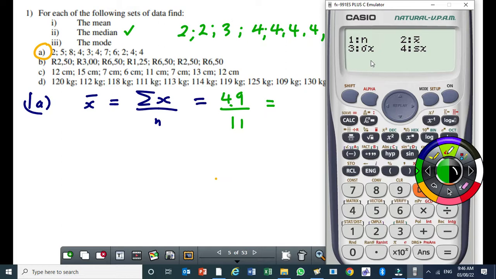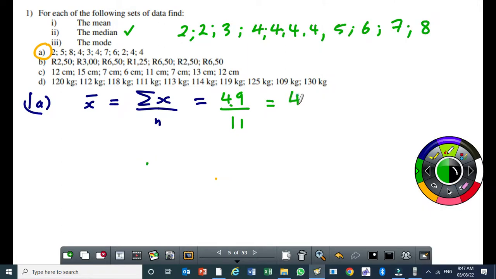This N here is the number of values which I entered, which are 11. So if I click on 1, it will tell me the 11 values that you entered. If I click on 2, that's X bar, which is the mean. So I'll click on number 2, then press equals. Our mean to 2 decimal places will be 4.45.